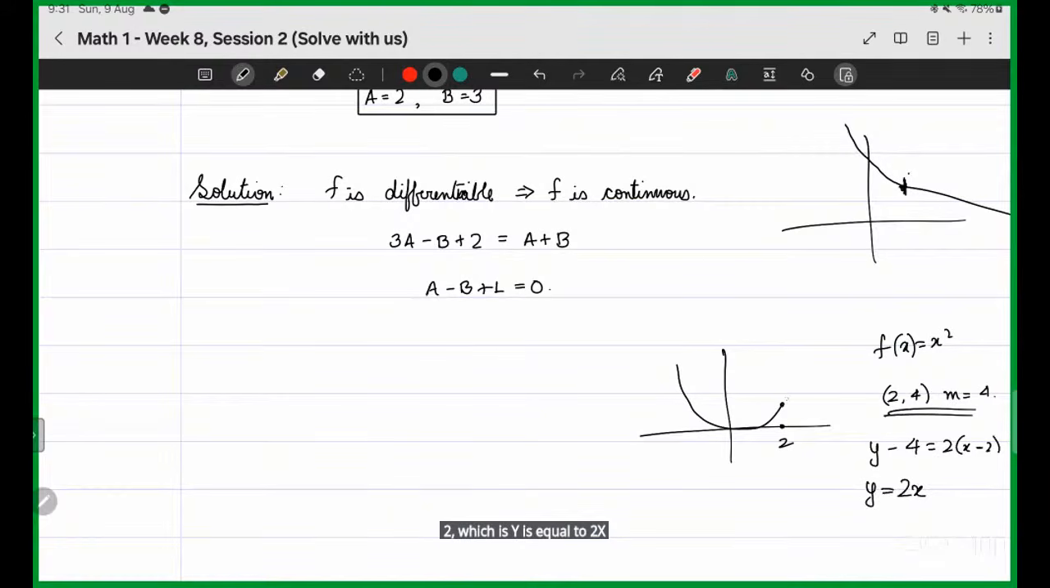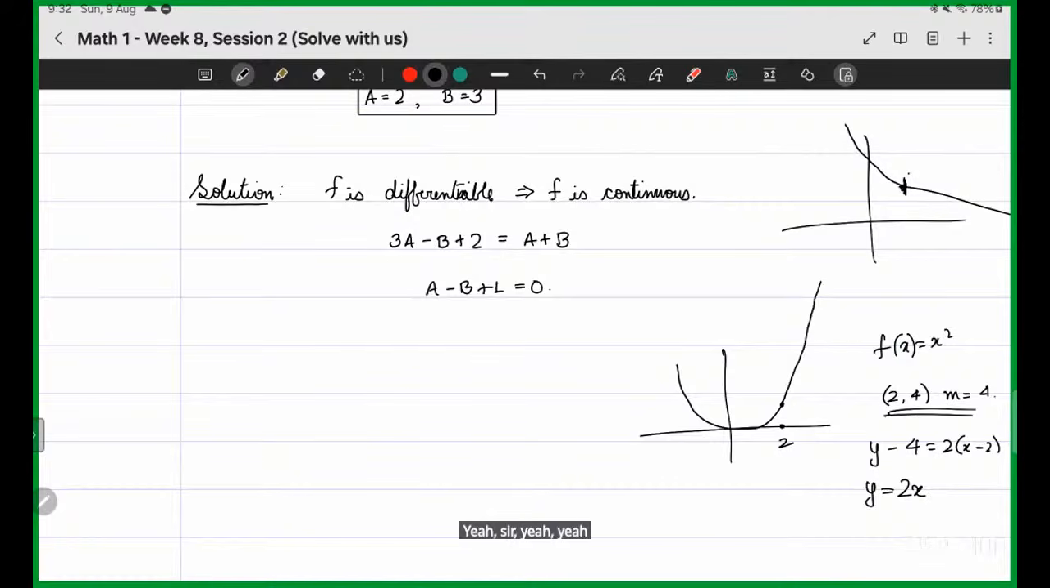Sir, M has to be 4, no? So here the f prime of x would be 2x. And the slope of the quadratic at the point 2 will actually be 4, not 2. Isn't it? Yeah, sir.